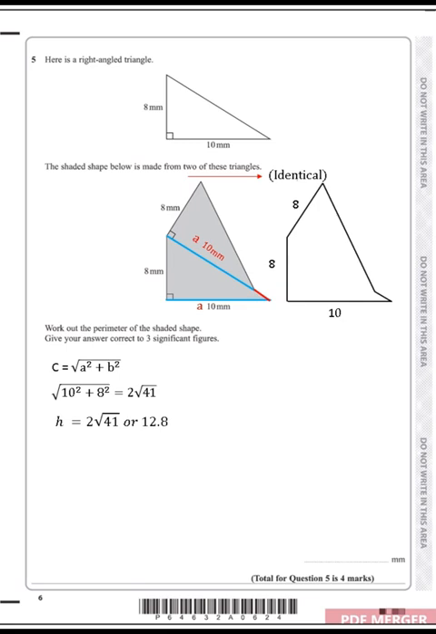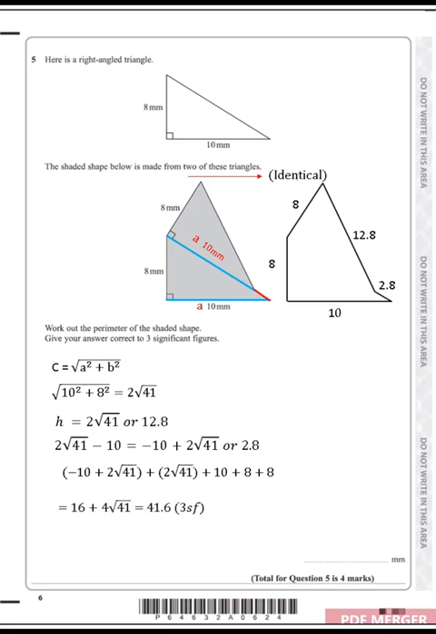Okay, now the full hypotenuse is equal to 2 root 41. Now we can easily work out the red line. Given that A is equal to 10 millimeters, and the hypotenuse is 2 root 41 or 12.8, we can work out the red line. So 2 root 41 minus 10, which is equal to minus 10 plus 2 root 41, or 2.8. That's the red line, the missing length. So now we have labeled 2.8. Now all you need to do is add them together. So minus 10 plus 2 root 41 plus 2 root 41 plus 10 plus 8 plus 8.